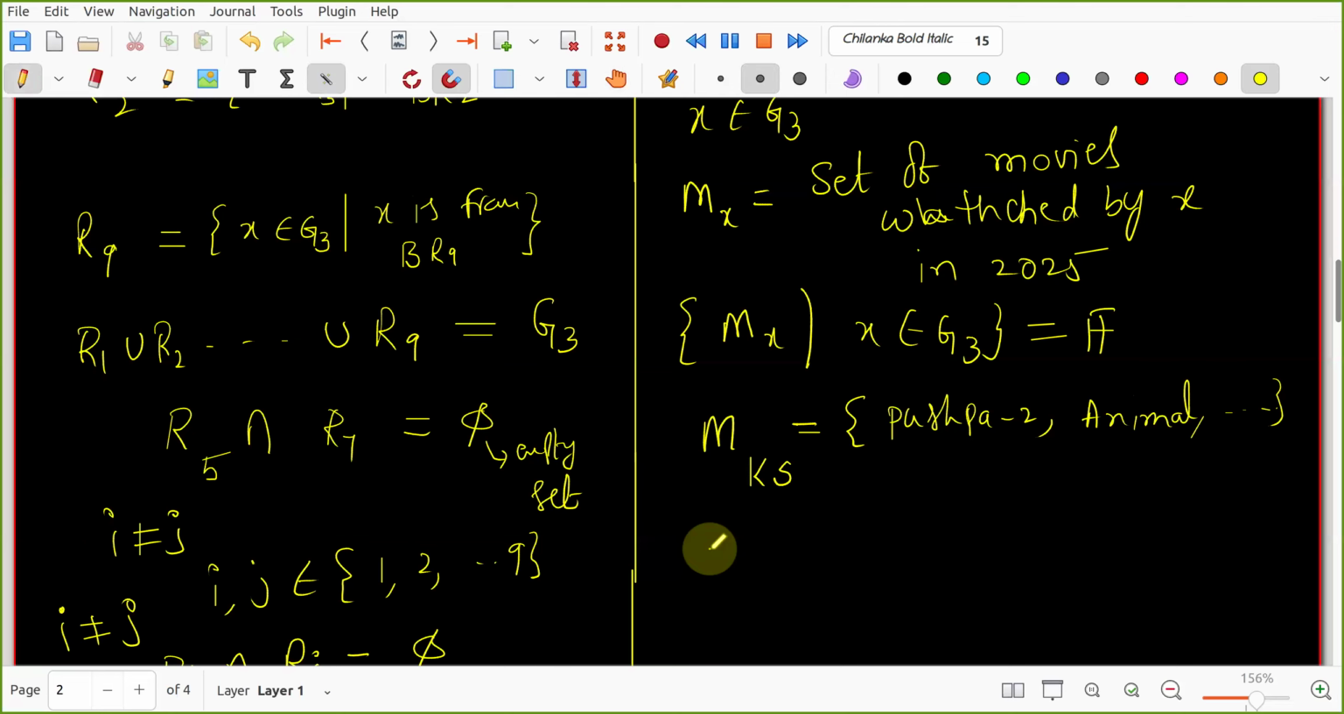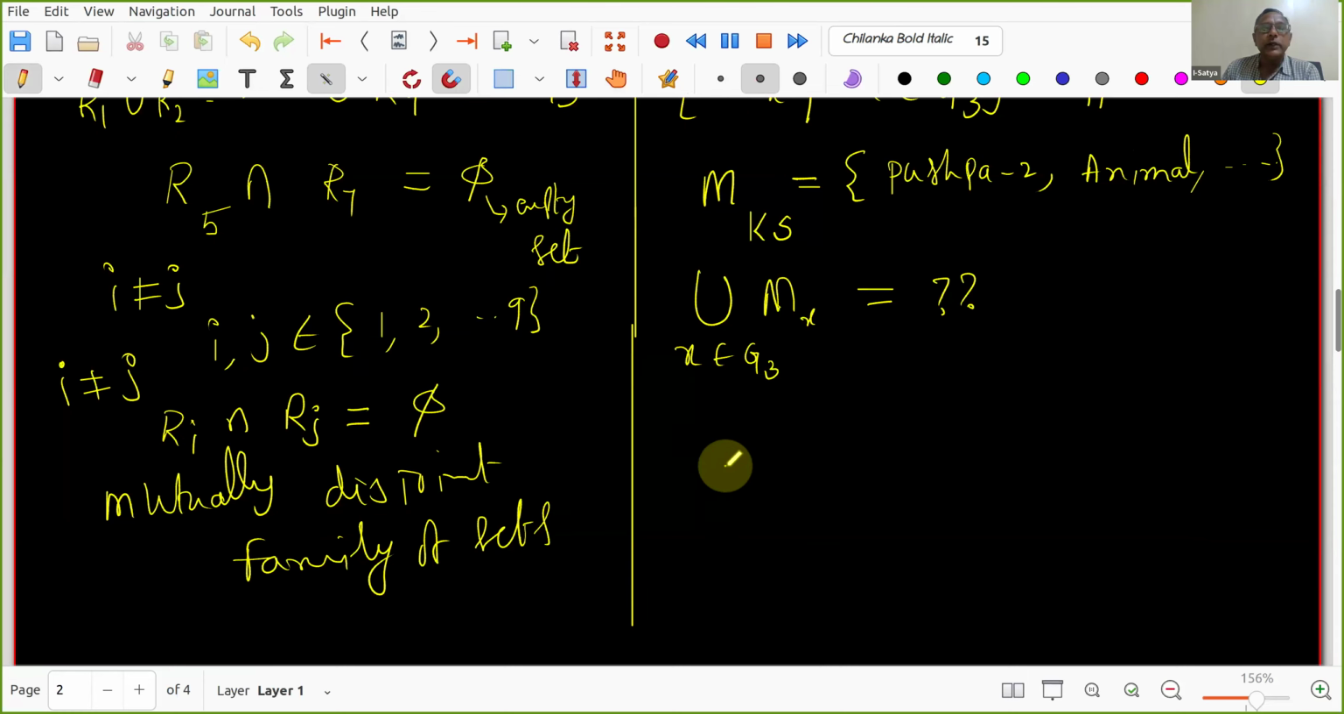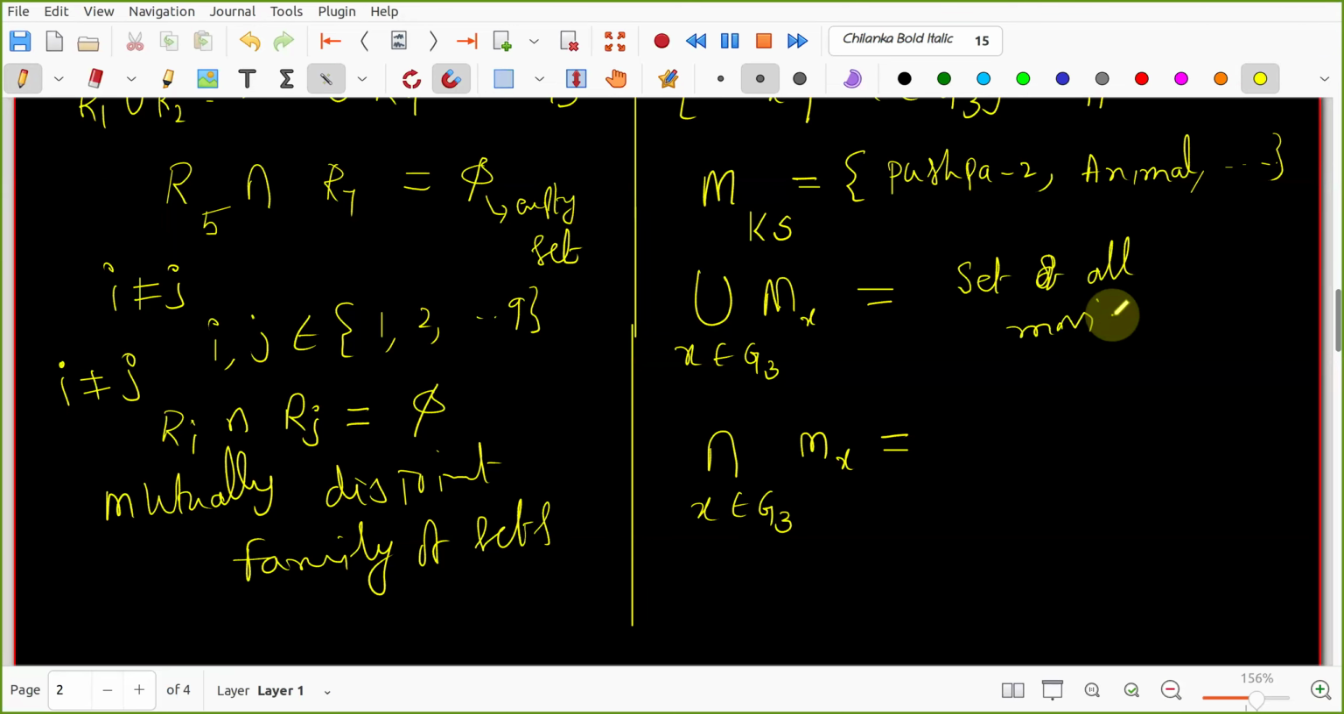What is their union? What is the union of MX, X belongs to G3? What is this? Anyone? Can you tick if somebody wants to answer this? What is this, the union over X belonging to G3 of MX? Be quick. Pujita, room number 4. Yes, sir. So the union is the set of all movies watched by all the students in G3. Very good. Are all of you clear? Set of all movies watched by all the students of G3.